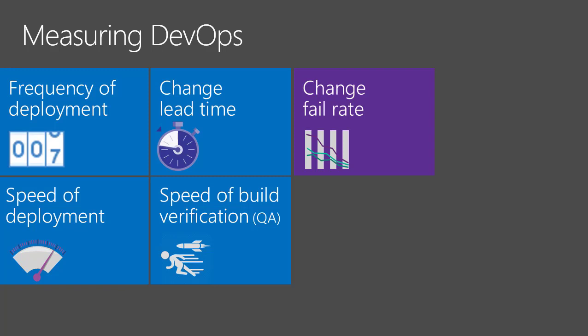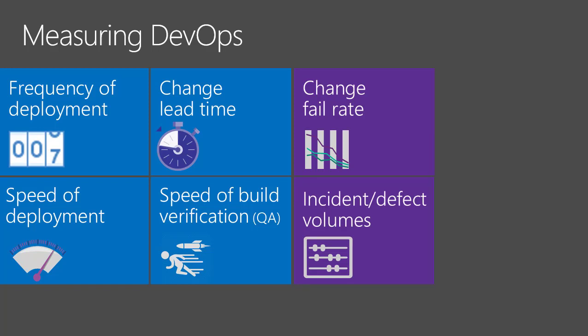So all our KPIs, we will look at them as a trend or a change over time. The next one is incidents or defects per volume. So how many incidents or defects are found by volume.